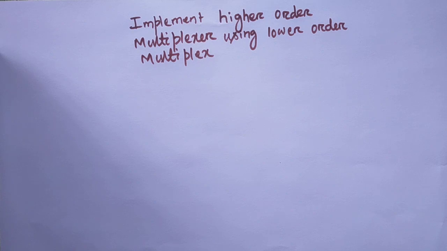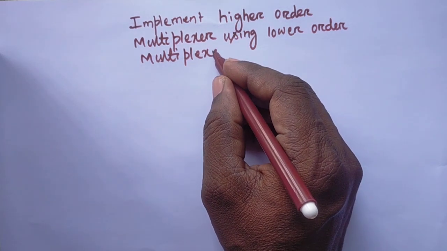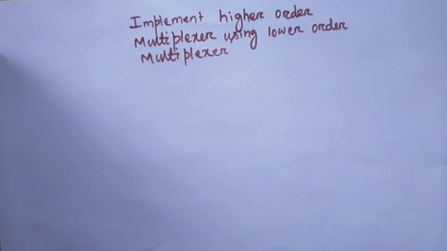Today our topic is implementing a higher order multiplexer using a lower order multiplexer. That means how to create a higher order multiplexer with the help of a lower order multiplexer.